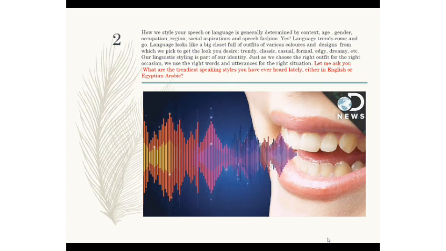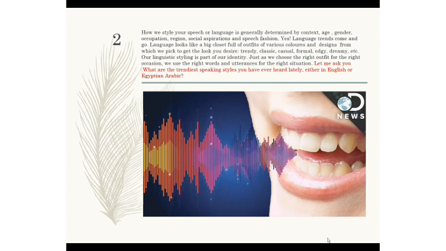Language looks like a big closet full of outfits of different colors and designs, and we pick from these outfits the one that fits the situation or the occasion, and also that satisfies the look we desire to have. For example, we need a trendy look, a classic look, a casual, formal, an edgy, a dreamy look, etc. So fashion and language are so similar. And our linguistic styling is part of our identity.